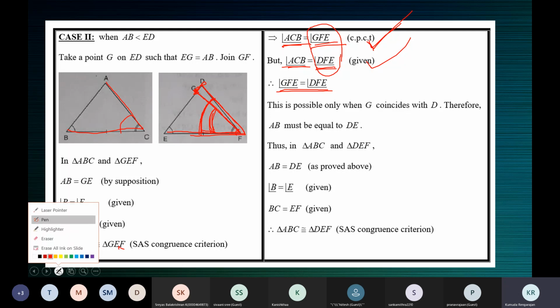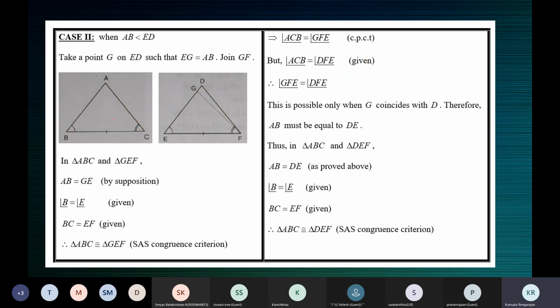If G coincides with D, that means AB should be equal to DE. Because this situation is possible only if G and D coincide. So if G coincides with D, that means AB is equal to DE.